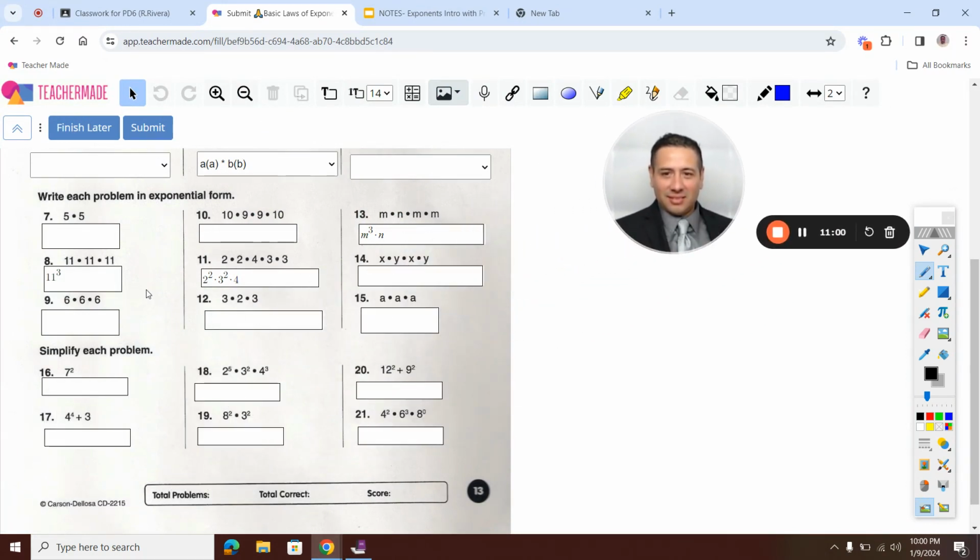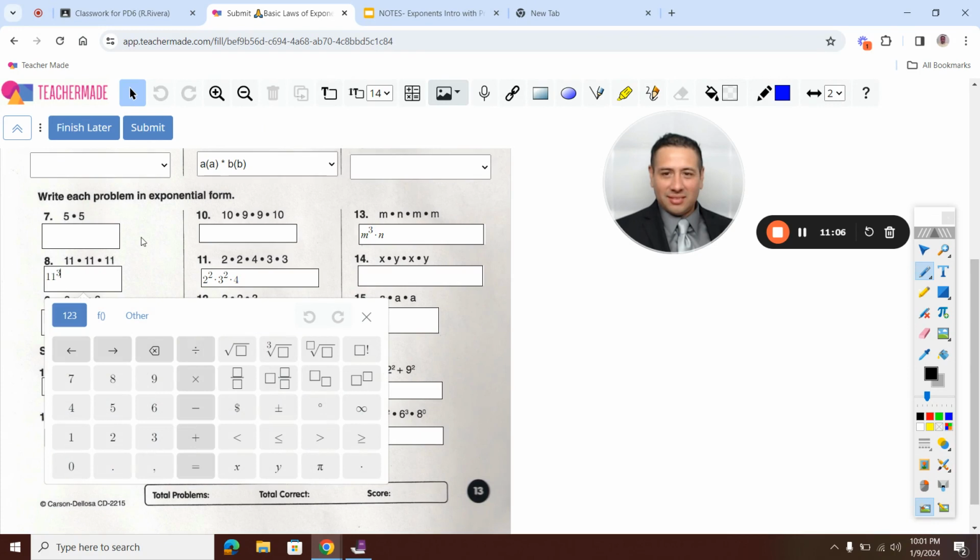I'm going to go over how to punch it in again here, in case you had trouble. So it's going to be 11, and then to the is going to be shift, the letter 6, the little caret. That's going to bring the cursor up. If you notice, it went a little bit up. Then 3, and you're done.